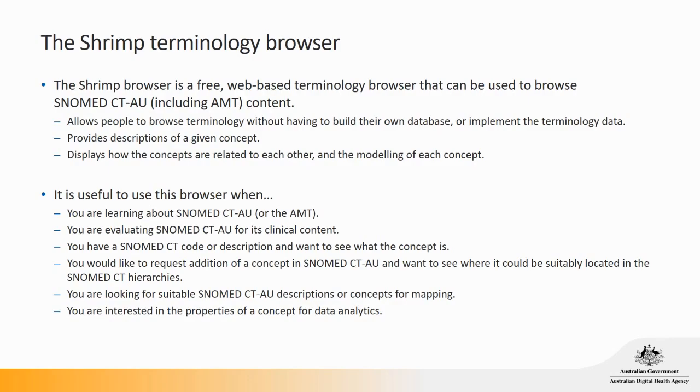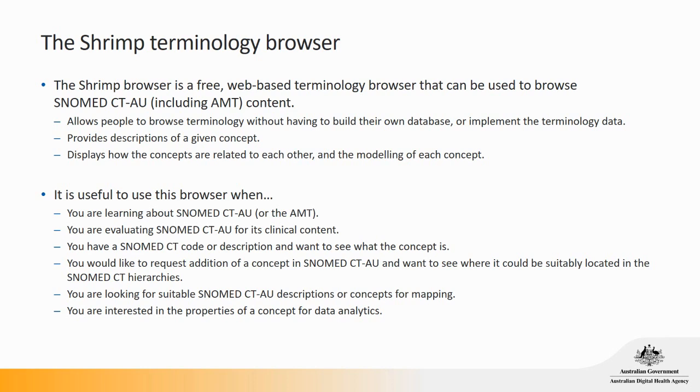The Shrimp Terminology Browser is a free web-based browser that can be used to look through SNOMED CT and AMT content. The Australian Digital Health Agency licenses it from the CSIRO to make it available for everyone to use, and the good thing about it is that it allows people to browse the terminology without having to build their own database or implement the terminology data. And you also don't need to be a registered user within the NCTS. You can use any browser you're comfortable with, although it probably works best with Chrome or Firefox.